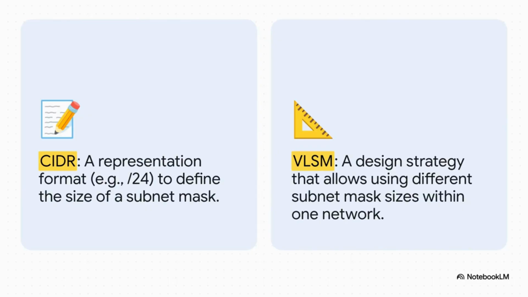Now, let's clear up something that trips up a lot of students: CIDR versus VLSM. Here's the absolute key difference, so listen close. CIDR is the notation. It's how we write the subnet mask, like that little slash number. VLSM, on the other hand, is a design strategy. It's the plan of using different size subnets within a larger network to be super efficient with our addresses. So one is how you write it, the other is how you design with it.